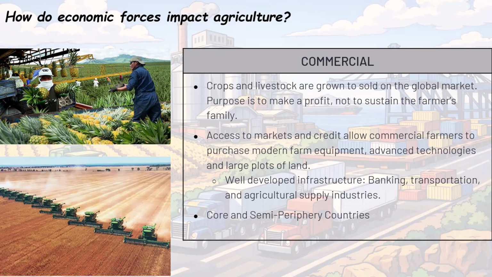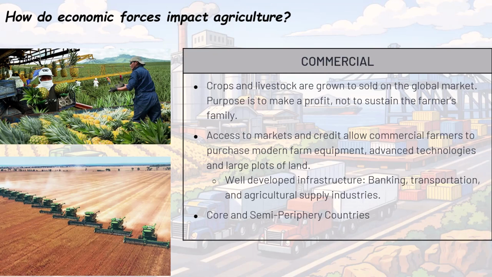Infrastructure matters too. Banking systems, transportation networks, storage facilities, agricultural supply industries, all of that supports large-scale production. Without roads, ports, and financial systems, global agriculture would collapse instantly. This model is most common in core and semi-periphery countries, where economic systems allow farmers to operate at a much larger scale. When money, markets, and infrastructure align, agriculture shifts from survival mode to profit mode.